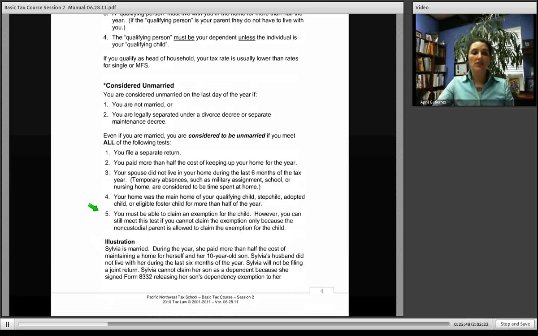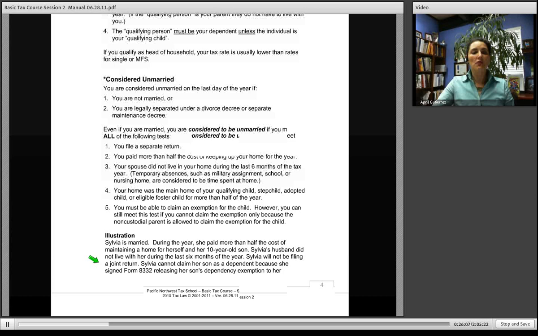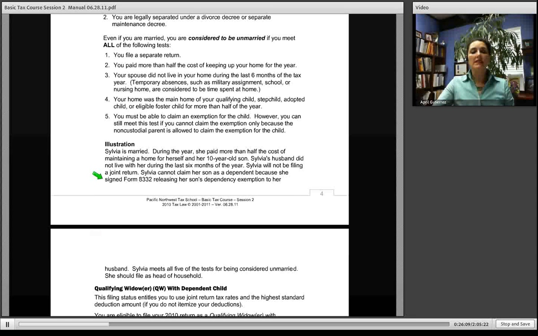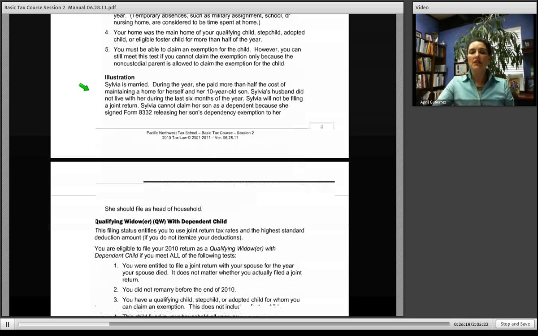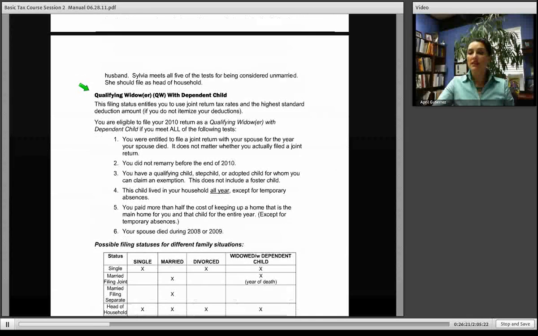Here is an illustration. Sylvia is married, and during the year she paid more than half of the cost of maintaining a home for herself and her 10-year-old son. Sylvia's husband did not live with her during the last 6 months of the year. Sylvia will not be filing a joint return. Sylvia also cannot claim her son as a dependent because she signed Form 8332, releasing her son's dependency exemption to her husband. Sylvia meets all 5 of these tests for being considered unmarried, and she is able to file as head of household even though she is in fact married.